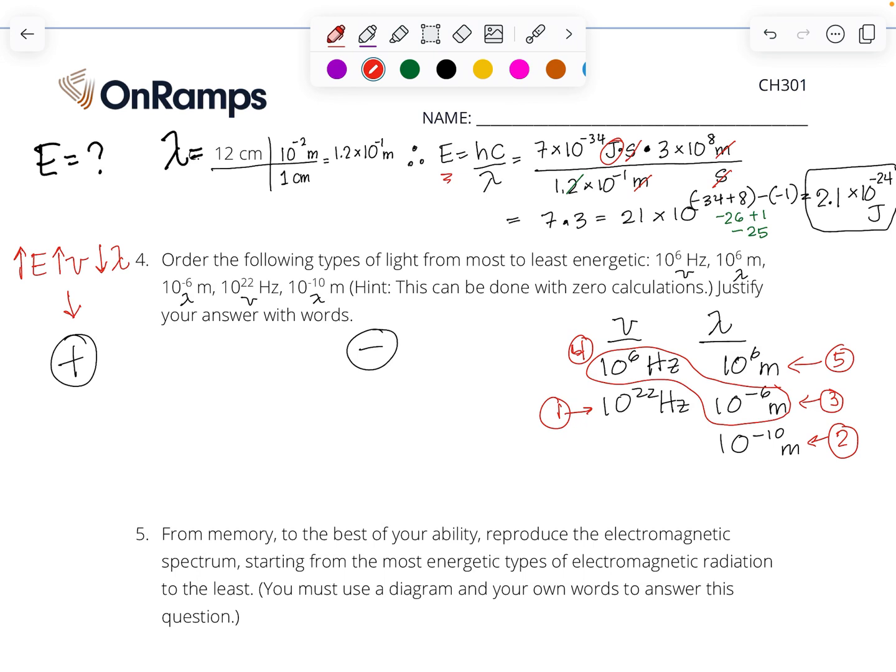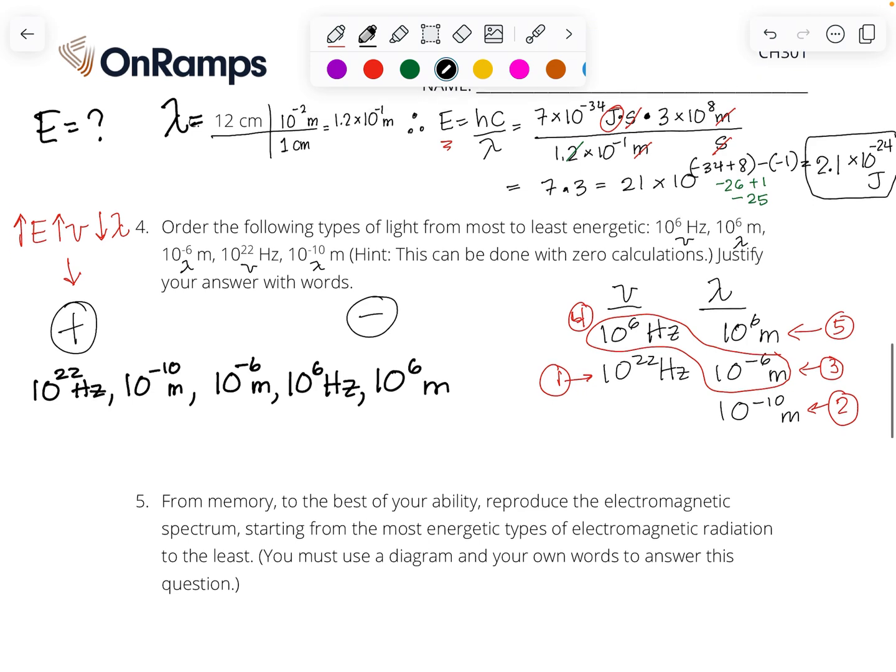Yeah. So the greatest is going to be 10 to the 22nd hertz, and then it's going to be 10 to the negative 10 meters, and then 10 to the negative 6 meters, and then 10 to the 6th hertz, and then 10 to the 6th meters. They use all those same numbers, so you can kind of get confused there.